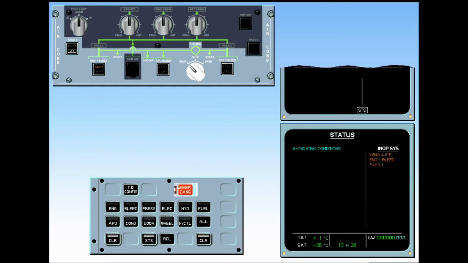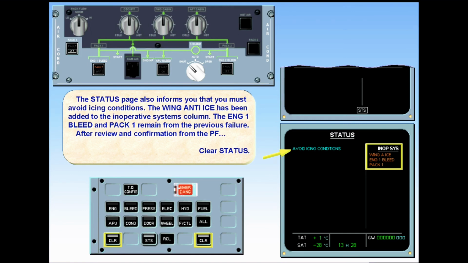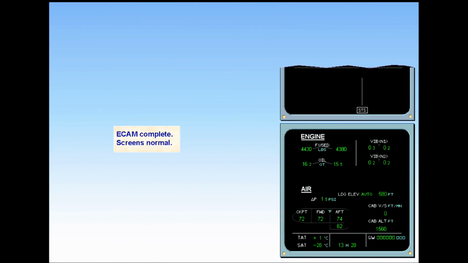The status page also informs you that you must avoid icing conditions. The wing anti-ice has been added to the inoperative systems column. The engine 1 bleed and pack 1 remain from the previous failure. After review and confirmation from the pilot flying, clear status. ECAM complete. Screens normal.